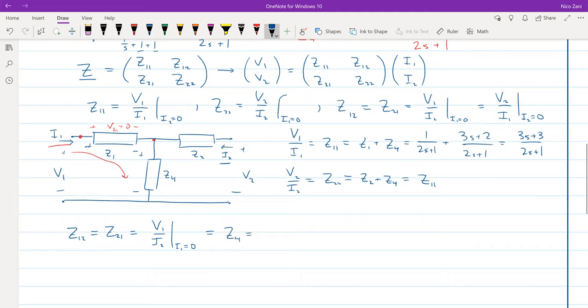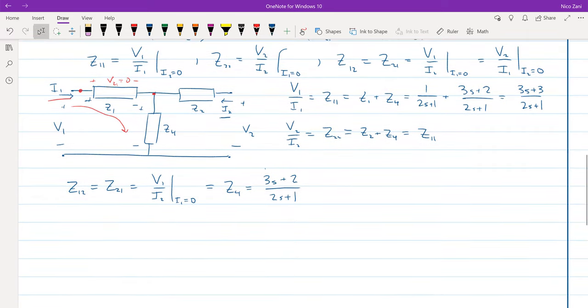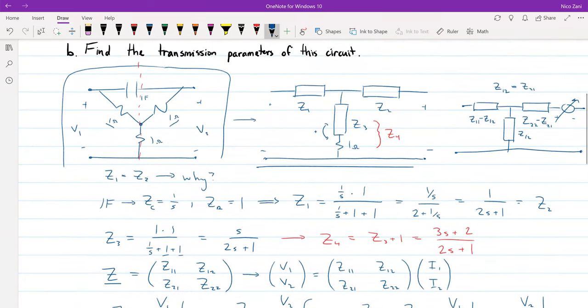Which is just 3s plus 2 over 2s plus 1. And so we have our Z parameters. So our full Z matrix is going to look something like, let's see, I can take this out, and we get 3s plus 3, 3s plus 3, 3s plus 2, and 3s plus 2. All right. Any questions there?